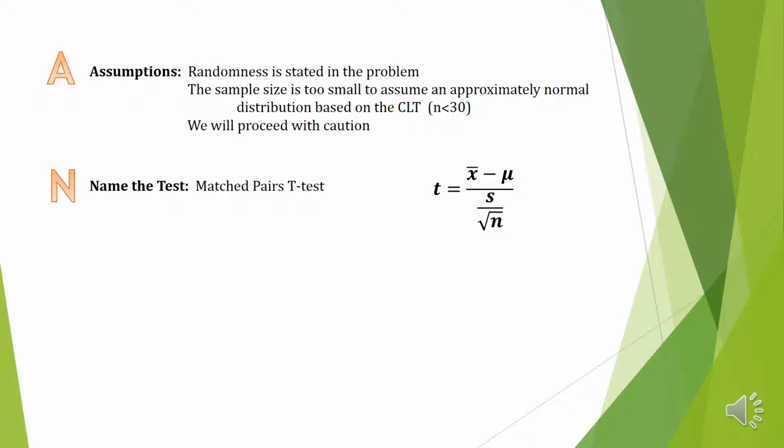So our assumptions are, randomness is stated in the problem. The sample size is too small to assume an approximately normal distribution based on the central limit theorem. Our n is less than 30, so we will proceed with caution. We are using a matched pairs t-test, and the equation for this is t equals x bar minus mu over the standard deviation over the square root of n.